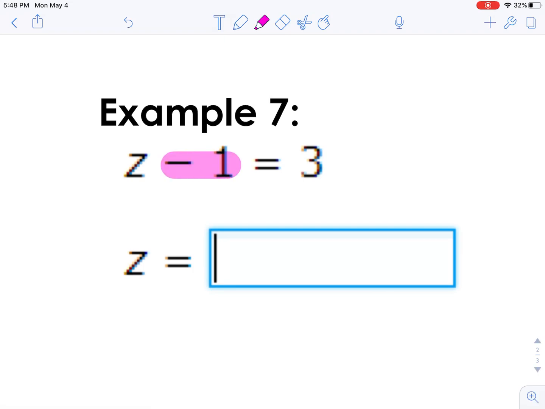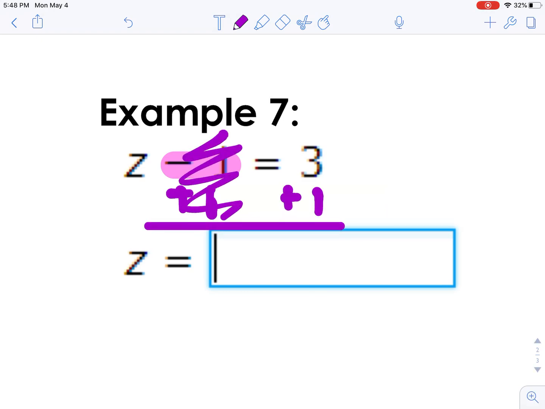To undo subtraction, we are going to add. So we will add 1 to both sides. 3 plus 1 is 4.